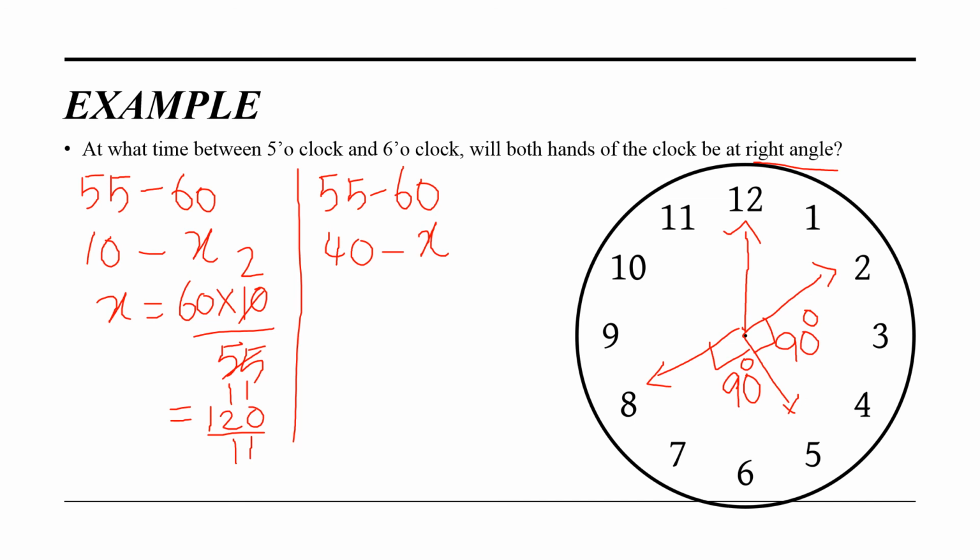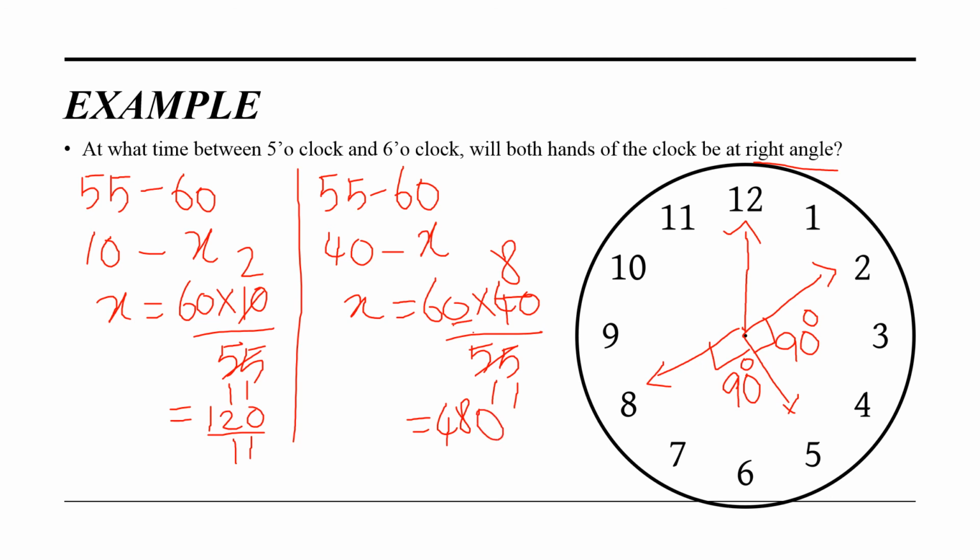Another answer: x is equal to 60 multiplied by 40 divided by 55. If we cancel this, it goes by 11 times and it goes by 8 times. That is 6 multiplied by 8 is 48, so we place the 0 here. 480 divided by 11. Another answer is 480 divided by 11 minutes, when the hands of the clock will be at right angle. These are the two answers for this problem. Thank you.